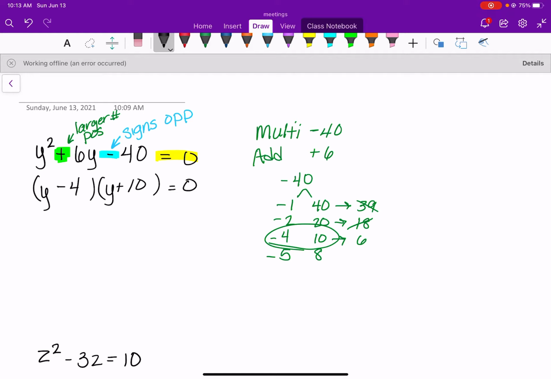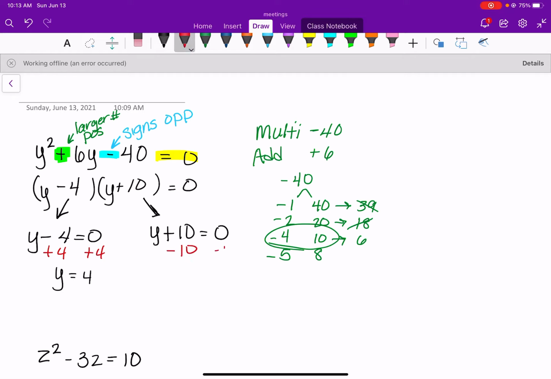And then to solve this, we're just going to take each parentheses and set it equal to 0. So y minus 4 equals 0. We do the same thing for the y plus 10. I'm going to set that equal to 0. And we're going to add 4 here, so y equals 4. And we're going to subtract 10 here, so y equals negative 10. And there's our two answers for this particular problem.